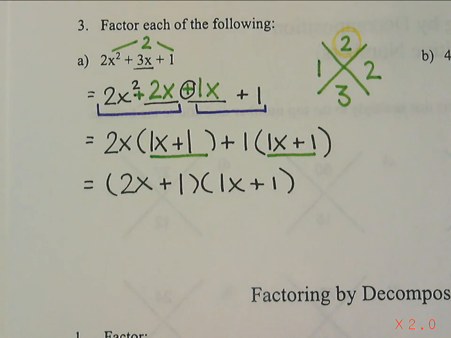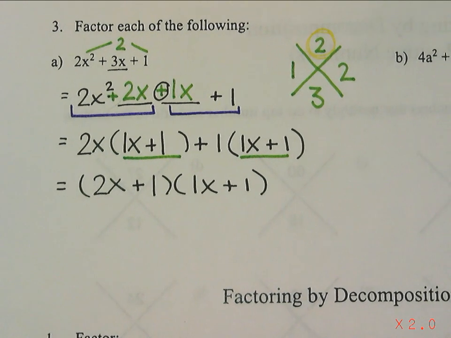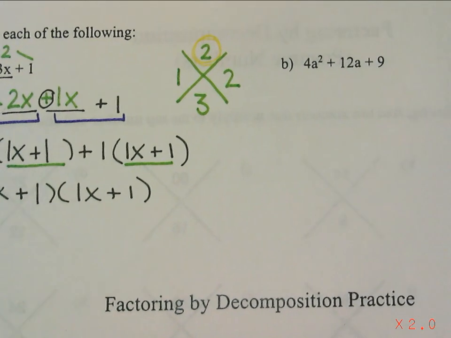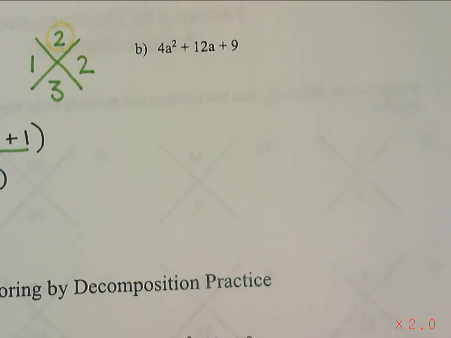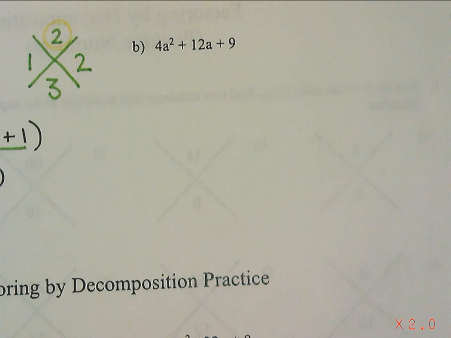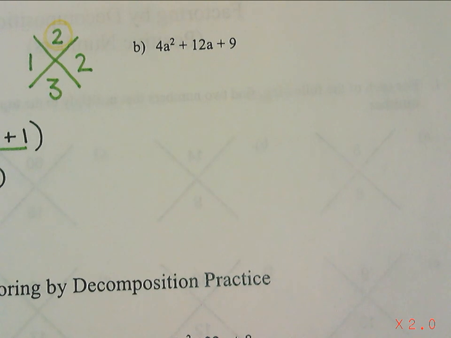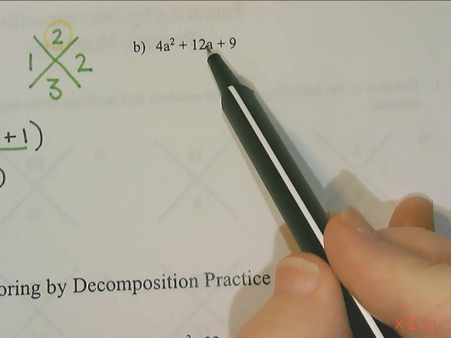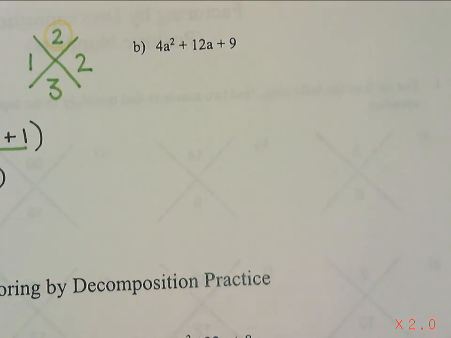In this video, we're going to take a look at the second example in question number 3. So our instruction is still factor each of the following, but our new expression is 4a squared plus 12a plus 9. So this has 3 terms. It has a squared a and a number, which means it is a quadratic trinomial that we should hopefully be able to factor by decomposition.